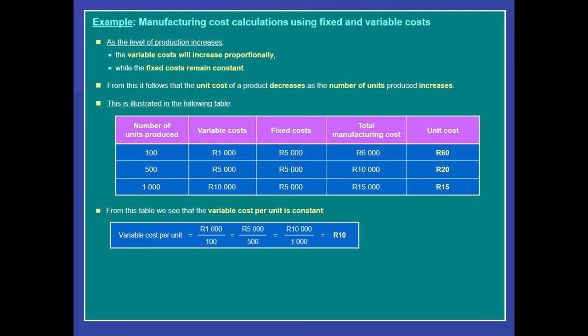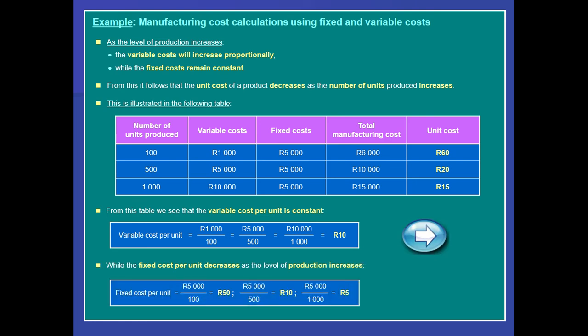From the table below, this is how you calculate your variable cost. It's just 10 rand per unit. It remains the same. However, look at your fixed cost. Fixed cost per unit will actually decrease the more you produce. Variable cost per unit remains the same, but fixed cost per unit will decrease the more you produce.